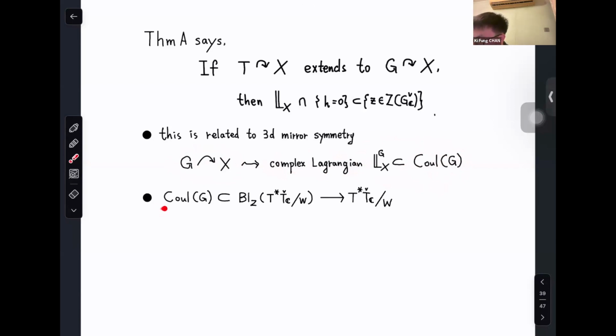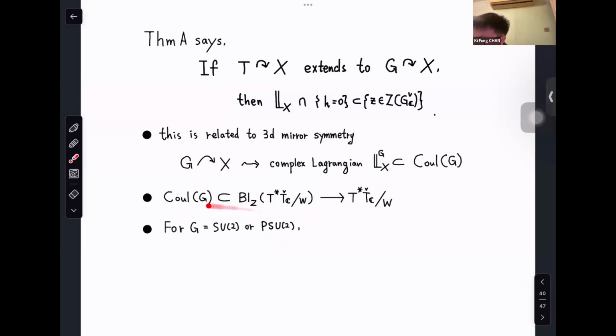So there is a relation between the G Coulomb branch and the T Coulomb branch here. W is the Weyl group. So the Weyl group is acting on T star TC check, and you can take the quotient. And then the middle one is the blow up of this one along some complicated subset. And the G Coulomb branch is an open subset of the blow up.